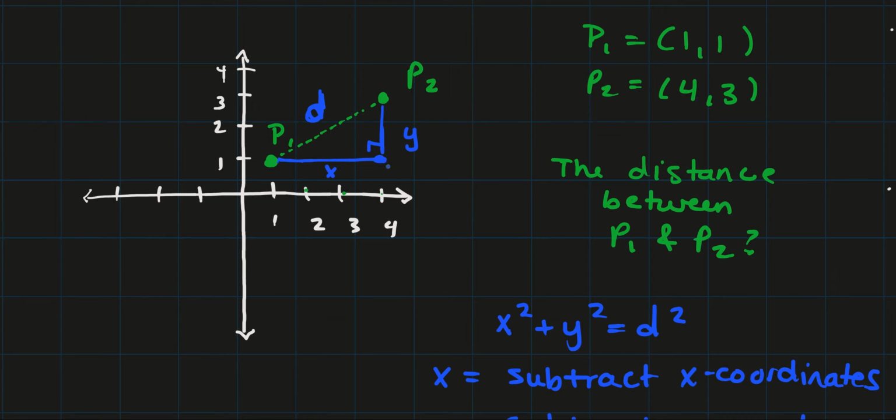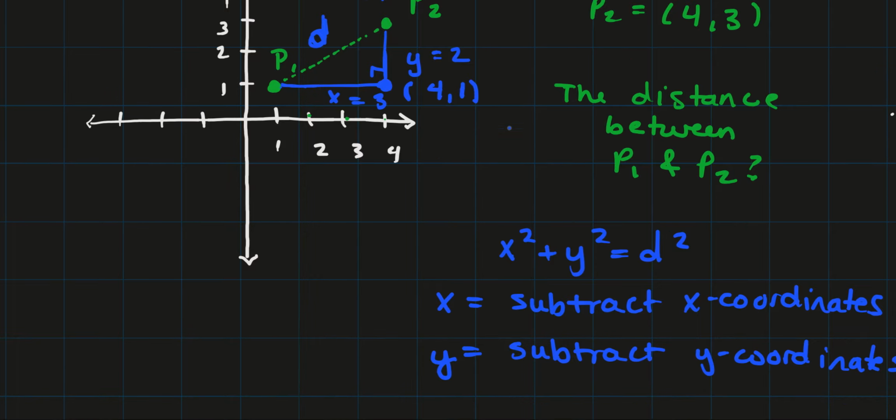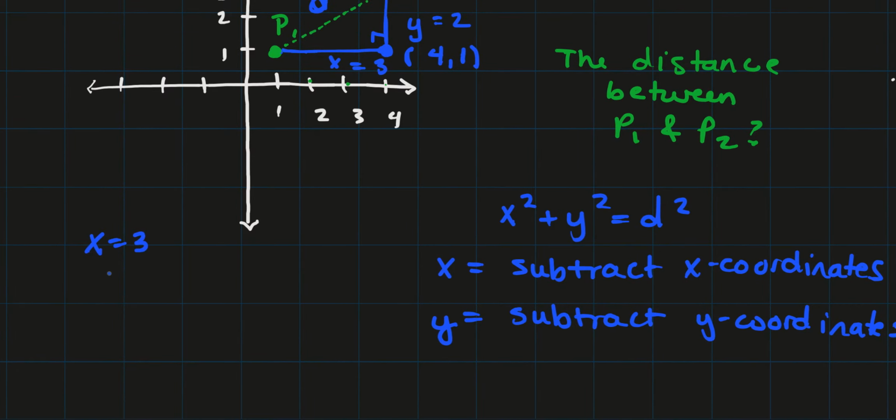So to get from 1 to 4, you can see you take 3 steps. So this is going to be 3. To get from this point up to this point, this is now (4, 1), here's 1, 1. If you move 3 steps over, you get (4, 1). Then if you go up, you take this 1 and subtract the y coordinate here. This point is (4, 3). So 1 minus 3, that's 2. So you can see that x is 3, y is 2.